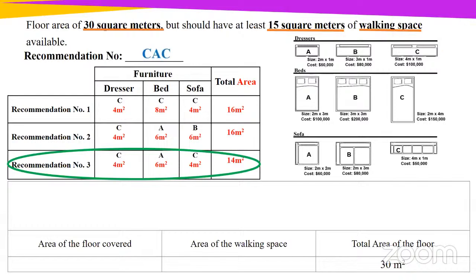So our recommendation would be recommendation CAC. Dresser C, bed A, and sofa C. The area of the floor covered is 14 square meters, and the area of the walking space would be 16 square meters. So that would use up our entire area of the floor, which is 30 square meters. Good job, boys and girls.